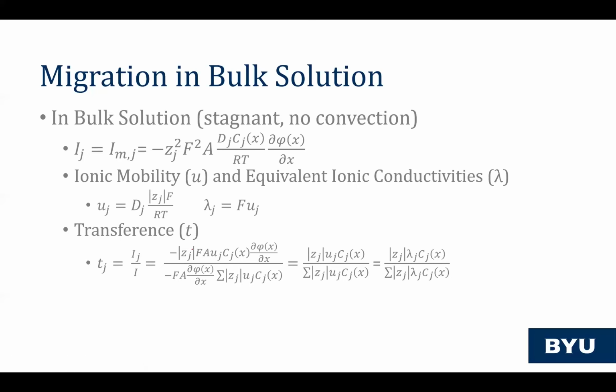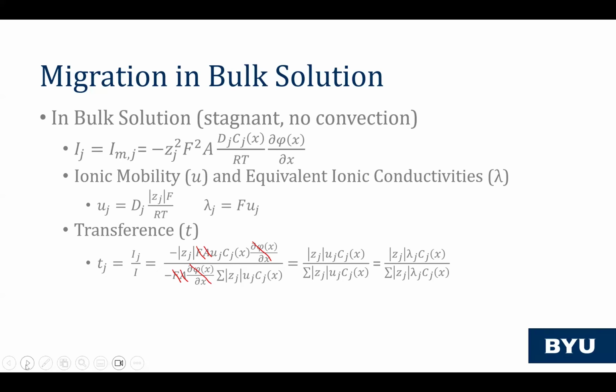So these non-species specific things will cancel out: Faraday's constant, our area, our potential profile. And so then we're left with just the charge, mobility, and the concentration. We can likewise represent this in terms of equivalent ionic conductivities, which may be more convenient at times.